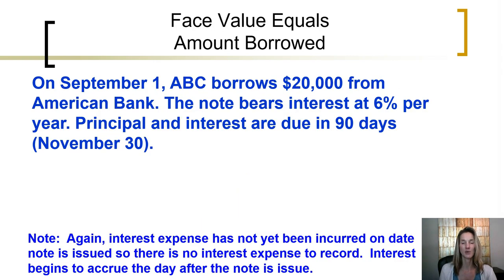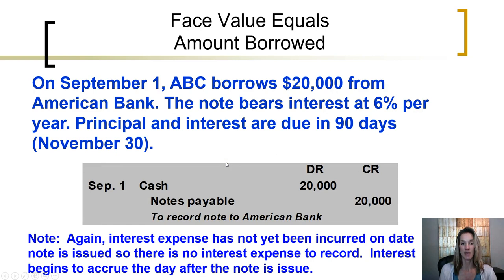A very similar situation arises when a company borrows money. Assume that on September 1st, ABC borrows $20,000 from American Bank. The note payable bears interest at 6% per year. Principal and interest are due in 90 days, which is November 30th. On September 1st, ABC would receive cash of $20,000 and credit the liability for $20,000. Again, no interest expense is recorded because none has yet been incurred.